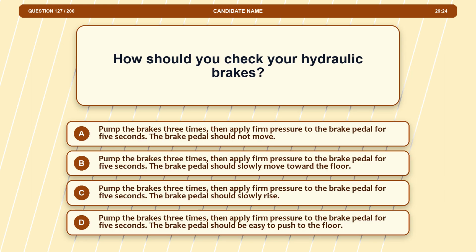Question 127. How should you check your hydraulic brakes? Option A. Pump the brakes 3 times, then apply firm pressure to the brake pedal for 5 seconds. The brake pedal should not move. Option B. Pump the brakes 3 times, then apply firm pressure to the brake pedal for 5 seconds. The brake pedal should slowly move toward the floor.